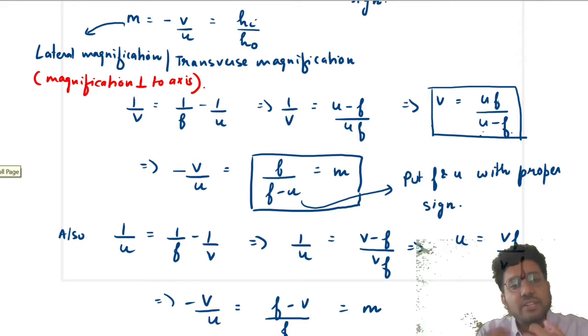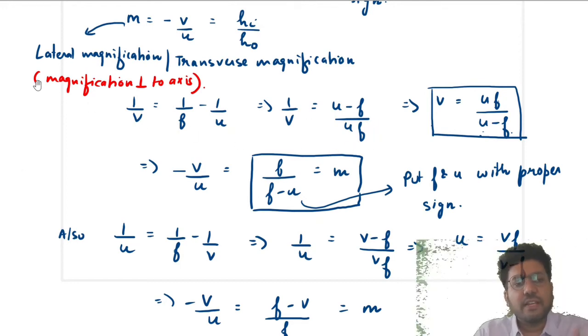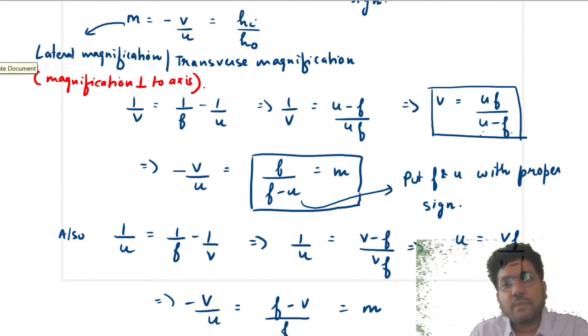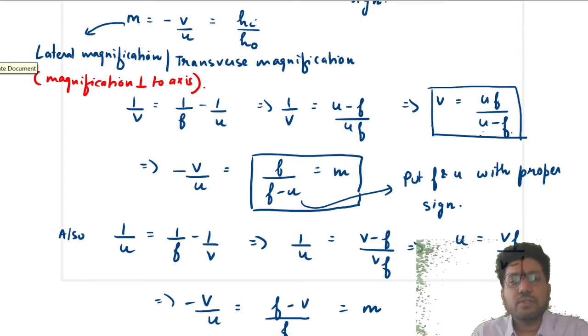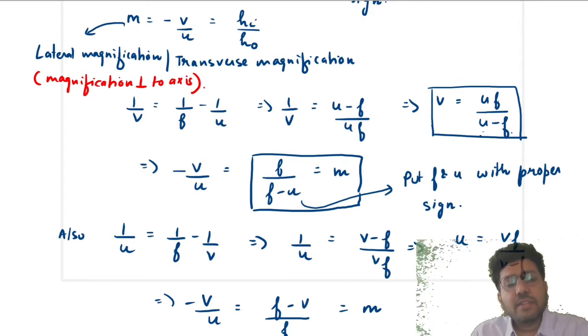All distances measured in front of the optical instrument are negative and behind the optical instrument are positive. You can remember it like this also. Real object distance is always negative, virtual object distance is positive, and in case of reflection, real image is negative and virtual image is positive. Okay, and real image is always inverted for a real object, right? And virtual image is always erect for a real object. And for virtual objects, real image is erect and virtual image is inverted.